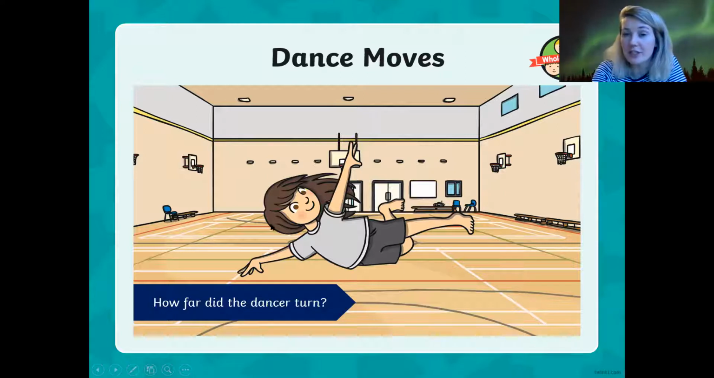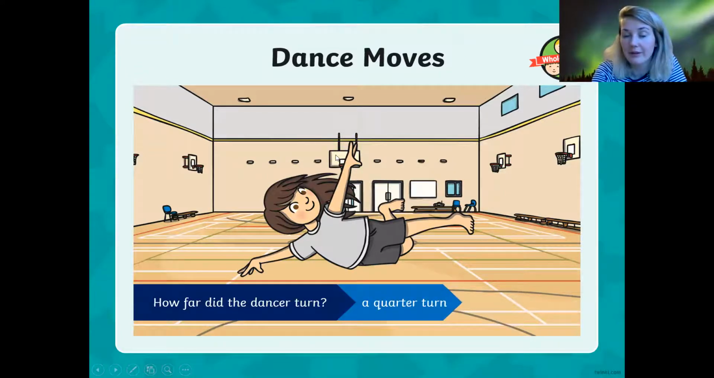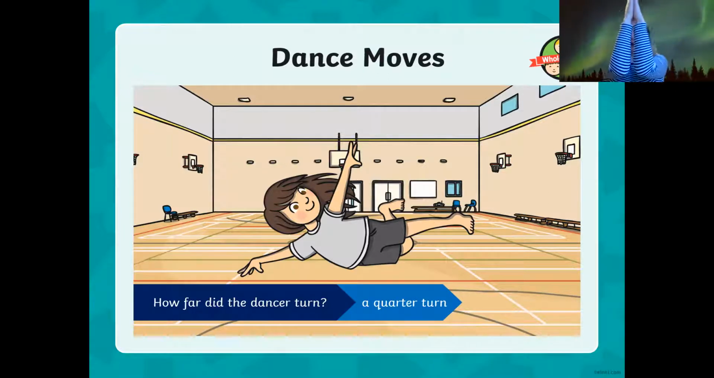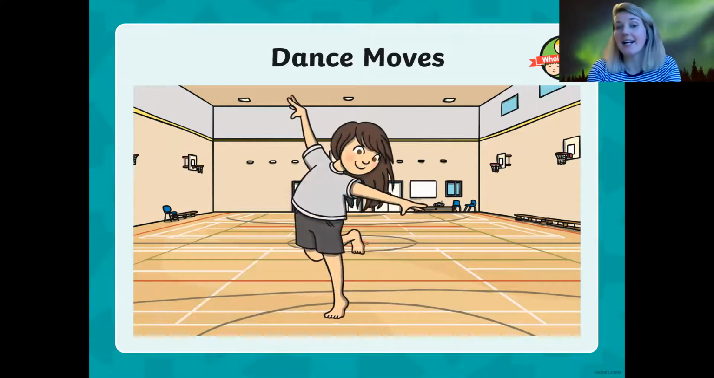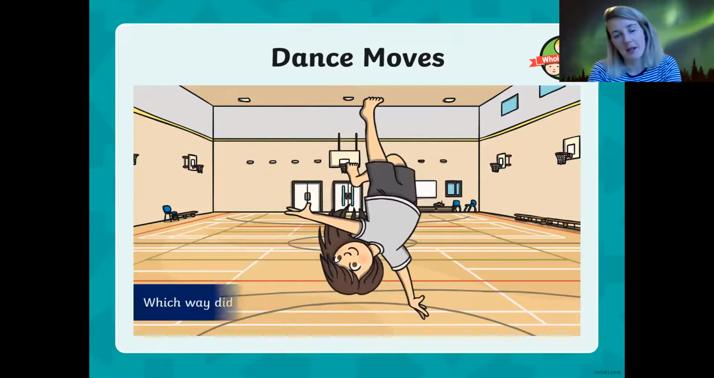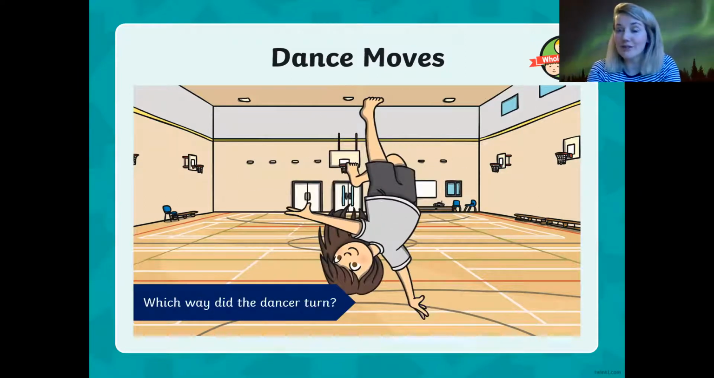She went anti-clockwise. Okay, let's have a think. Now, how far did she turn? A quarter, right? If you think about a clock again, you've got 1 quarter. Okay, she went 1 quarter anti-clockwise. You ready? What did she do? Quarter would have been to here, wouldn't it? Where the number 3 would have been.